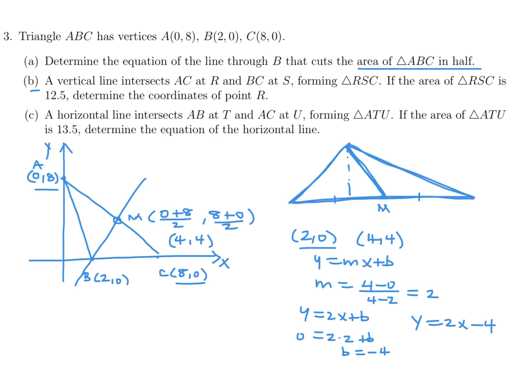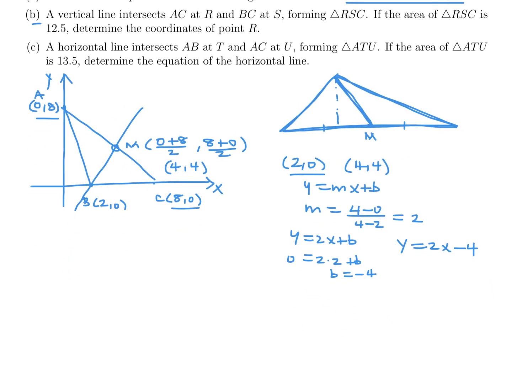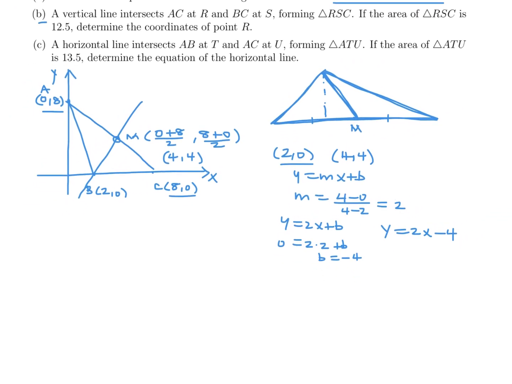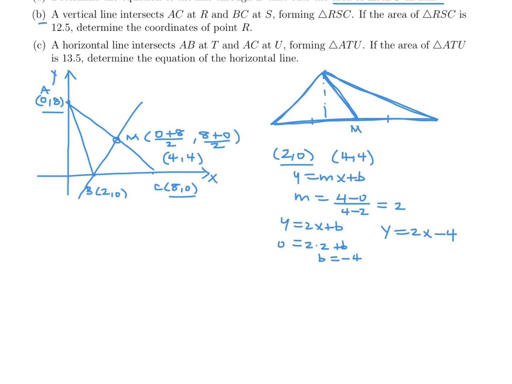Now we turn our attention to part B. A vertical line intersects AC at R and BC at S, forming a triangle RSC. If the area of this triangle is 12.5, determine the coordinates of the point R. All right, so basically something similar but this time they're adding something else. So I'm not sure where this line is going to be, but I'll just take a stab at it. RS, probably something like this. Something like that would be my guess.